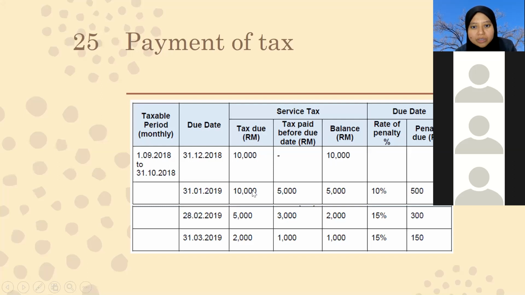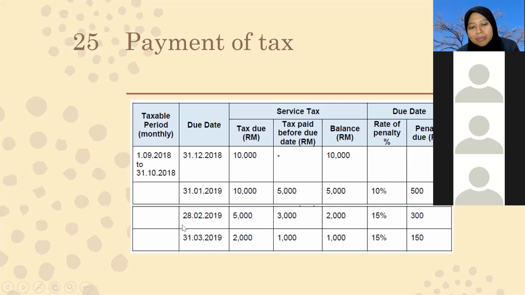Tax due is 10,000 and then you paid 5,000. So unpaid amount is 5,000. So penalty is 10% of the unpaid amount. So 10% of 5,000. So the penalty due is 500 ringgit. Okay. So now you have paid 5,000, but you still have unpaid of 5,000. So you are given another 30 days. So within that 30 days, you still do not pay.